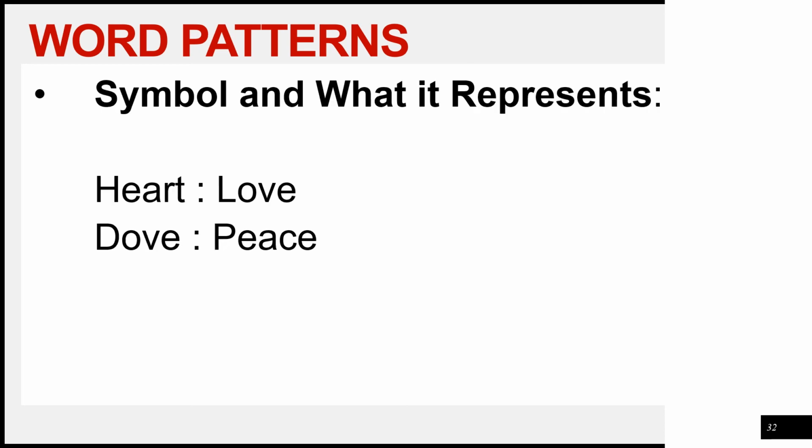And we have the symbol and what it represents. So if you're good at symbolism, then this is easy peasy for you. For example, we have the heart is the symbol of love, while the dove is the symbol of peace. I believe you can think of other things or objects that have a representation.